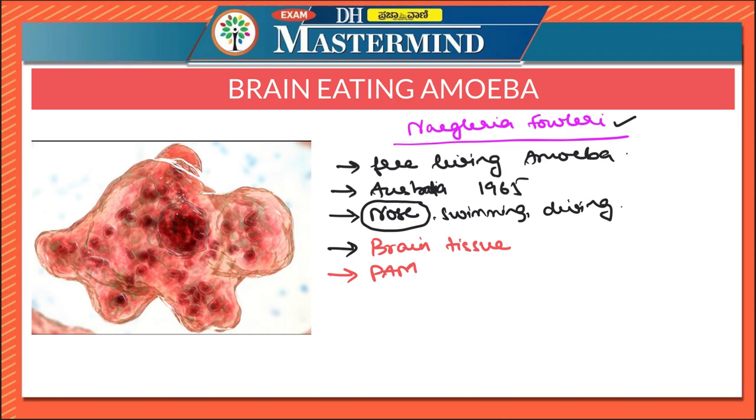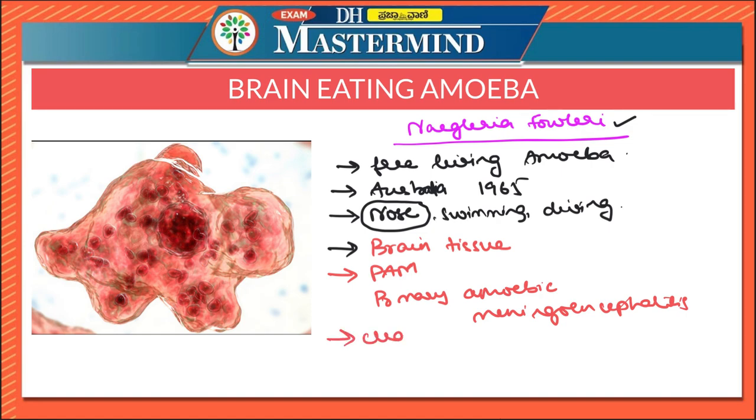PAM means primary amoebic meningoencephalitis. So this is a fatal condition that is caused when the Naegleria fowleri enters the brain. Naegleria fowleri infections may also happen when people use contaminated water to clean their noses. So in other words, it requires a passage, and usually it's the nasal passage which the amoeba uses to reach the brain.